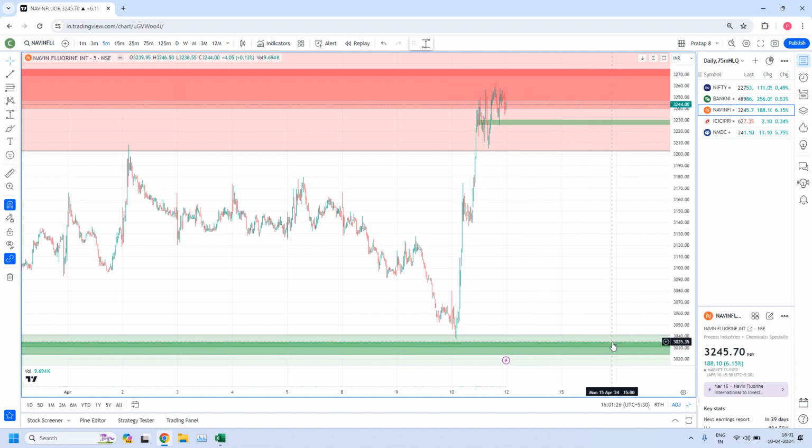And moreover, the value is at 3,035 rupees, something close to that. So you will get 3 rupees, but it came to within 2 rupees close to this zone. That means within our buffer area, we got the entry. If anybody did not add the buffer, definitely you might have missed this trade. An excellent trade you would have missed. Came very close.